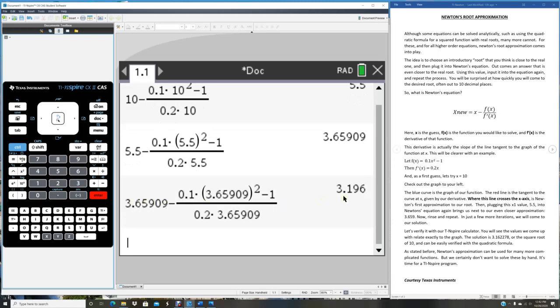we've already come to almost the exact solution for the function. The solution, by the way, is roughly 3.162278, or the square root of 10, which can be easily verified with the quadratic formula.